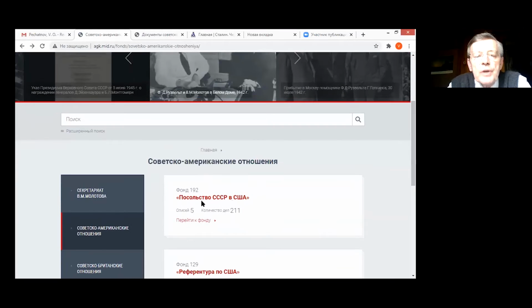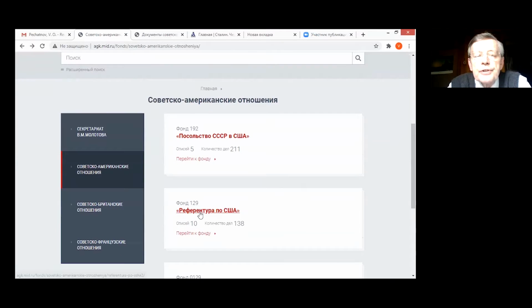That is number 182, the Soviet Embassy in Washington, and also Referentura 129, Referentura по США, which is basically the American desk at the Foreign Ministry. And the embassy stuff is understandable, right? I think Professor Radchenko talked about Referentura holdings for the later period. So let me say a few words about the embassy records, especially since I worked in the embassy much later, of course, in the late 80s and early 90s. So I know how these documents are produced.